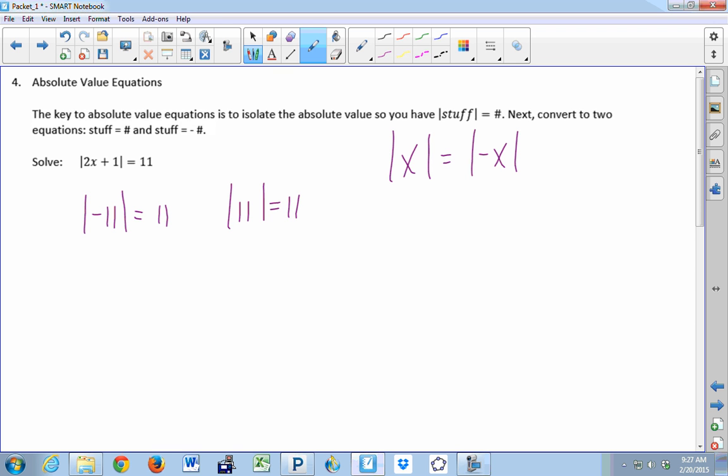Okay. So all I'm going to do now is I'm going to say, all right, then if those two statements are true, then I'm going to take this 2x plus 1 and I'm going to set it equal to negative 11. Because I want to find out when 2x plus 1 is equal to negative 11. Why? Because the absolute value of negative 11 is 11. So I take that 2x plus 1 and I set it equal to negative 11. And then I take this 2x plus 1 and I set it equal to positive 11.